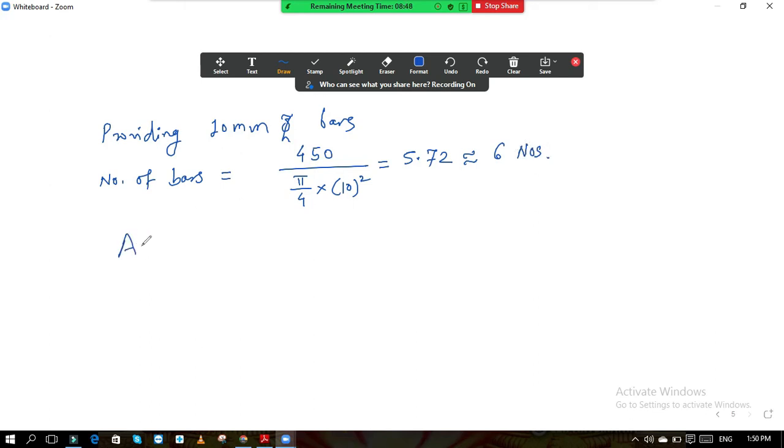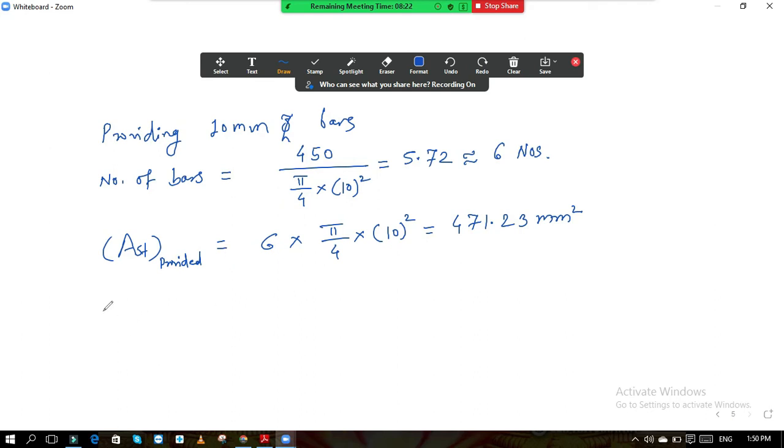So AST provided, which is 6 bars we are going to provide, each bar of diameter 10. So this is equal to 471.23 mm square. This is our AST provided.